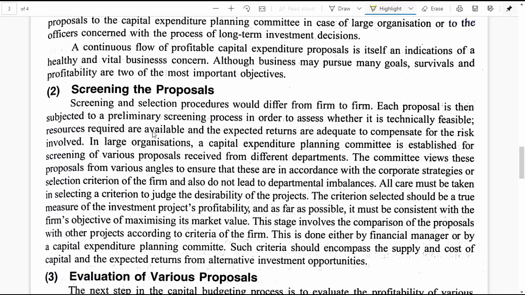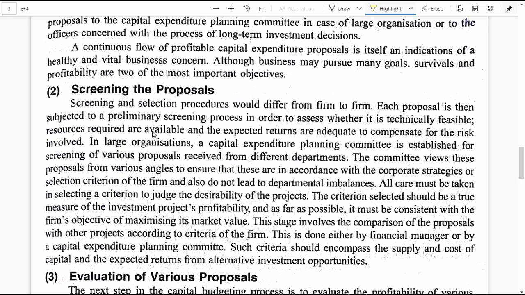The criteria should be a true measure of investment projects' profitability, and as far as possible, it must be consistent with the firm's objective of maximizing its market value. And moreover, such criteria should encompass the supply and cost of capital and the expected returns from alternative investment opportunities.